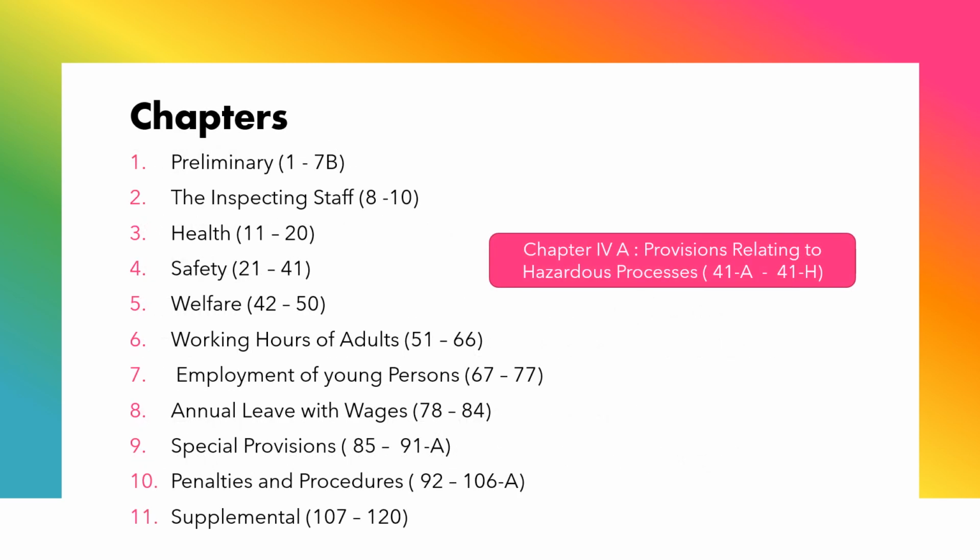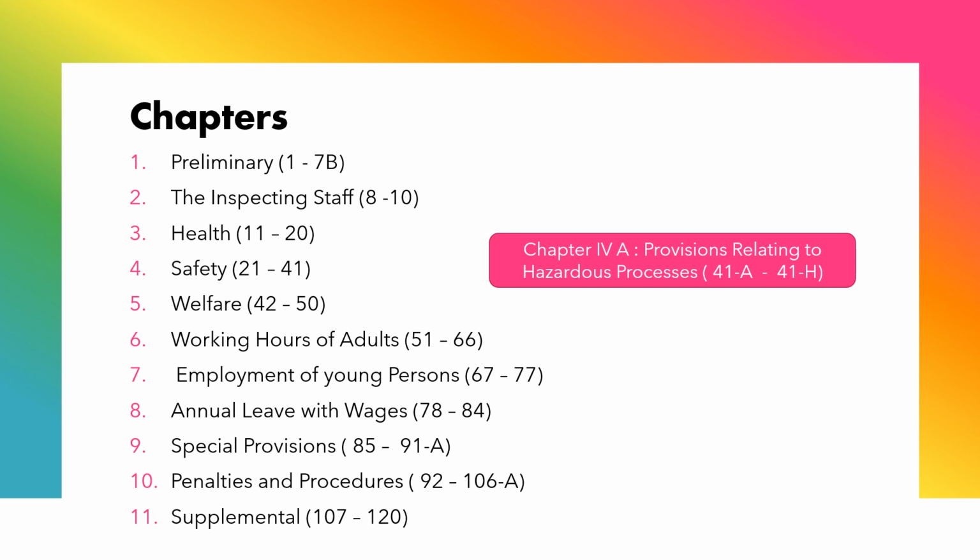Now, towards the chapters, based on the Act's structure. The first chapter is Preliminary, from section 1 to section 7B. Then we have the second chapter, the Inspecting Staff, section 8 to section 10. The third chapter is Health, from section 11 to section 20. The fourth chapter is Safety, section 21 to section 41. And here, by the 1987 amendment, we have Chapter 4A, the provisions relating to hazardous processes, section 41A to 41H.